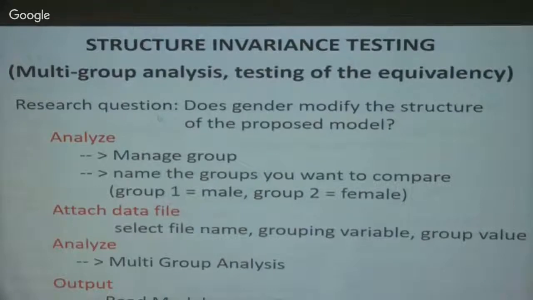In AMOS, they call it multi-group analysis. Let's say here my research question is: does gender modify the structure of the proposed model? In other words, is the structure for male the same as the structure for female? Keep this handy, keep this aside, because this is a technique. Go to analyze, go to manage group, name the group, attach the file, analyze, and read the output. Okay, let's do it together.